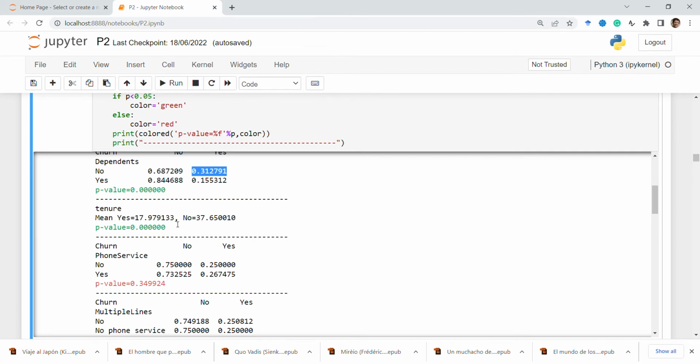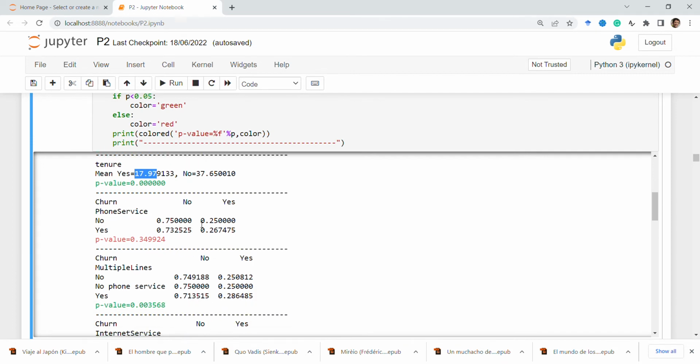So we see the difference: the mean for those people who don't leave the company is more than 37 months, and the mean of those leaving the company is about 18 months. So after 1 year and a half, they typically leave the company. And then churning, it is not significant.